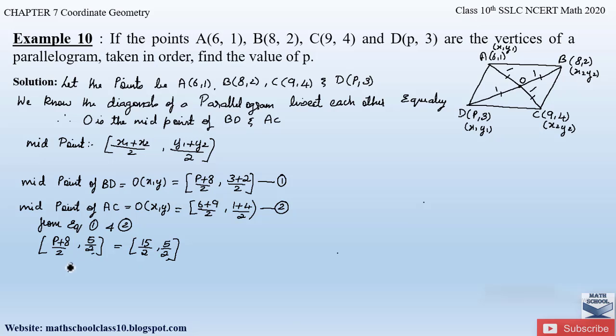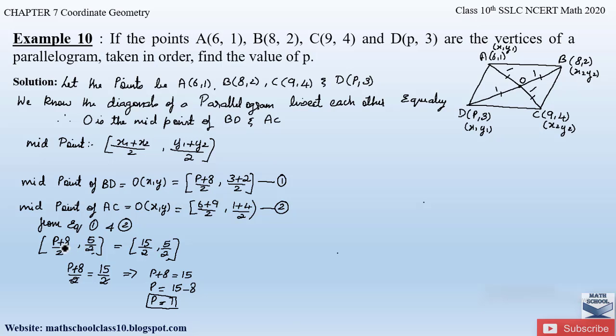So therefore (p plus 8) divided by 2 is equal to 15 by 2. Let us cancel the denominators, which is equal in both the sides. So we will get p plus 8 is equal to 15. Either you can cross multiply or directly cancel the denominators which are equal. The answer will be same. So let us send this 8 to the right hand side. So p is equal to 15 minus 8, or the p value will be equal to 7. In the question they had asked us to find out the value of p, which is equal to 7.